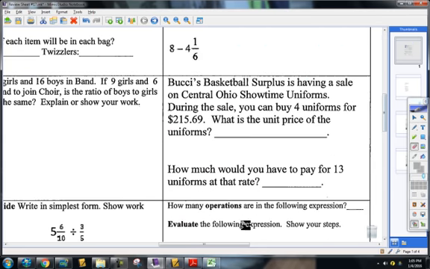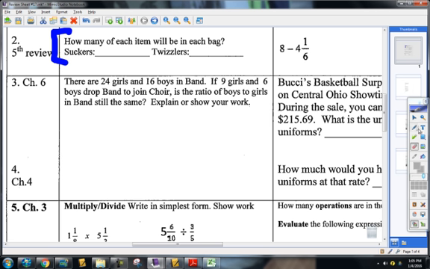All right. Next one. This is right from Chapter 5. We did one of these on your Chapter 5 formative and summative. Okay, here's your fake ratio. There are 24 girls and 16 boys in band. Okay, so you have 24 girls. You have 16 boys. Okay, if you were to add 9 girls and you were to add 6 boys, or they joined the choir, would the ratio be the same?